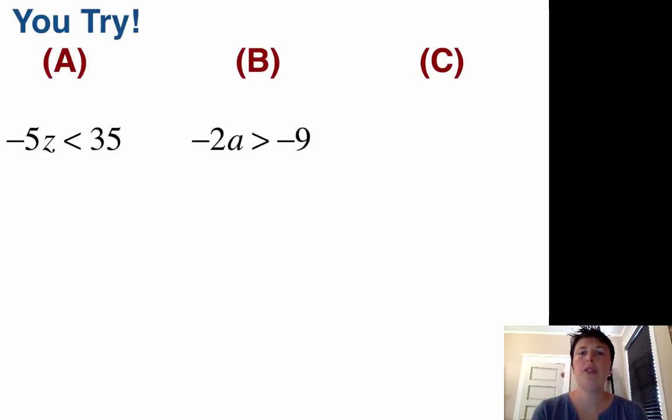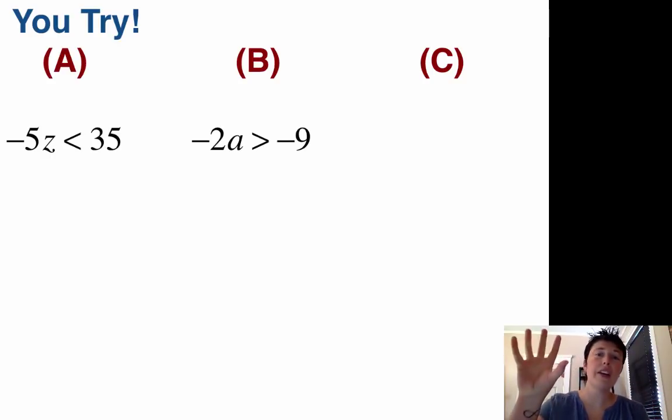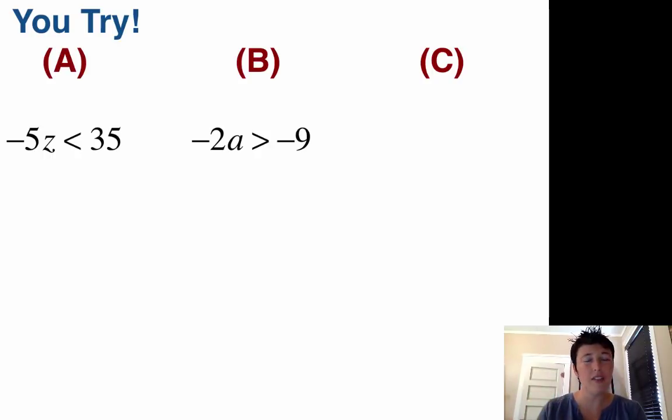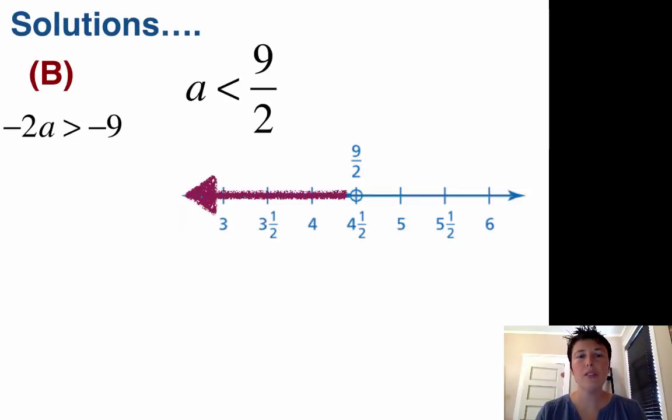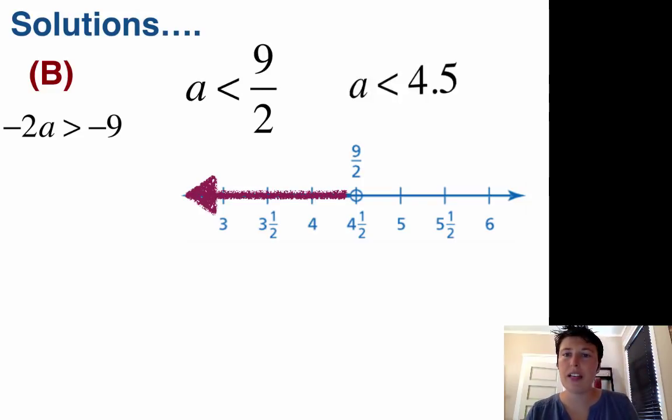Okay, so negative 2a is greater than negative 9. Time to check your answer. Again, this is a problem where you're going to divide the negative 2 away to the other side, and every time you divide by negative, you have to flip the sign. Also, negative 9 divided by negative 2, negative and a negative are going to turn into a positive. So your solution is going to be a is less than 9 divided by 2. But you could just leave it as 9 halves if you wanted. A lot of people like to switch it to a decimal, so you could say a is less than 4.5.